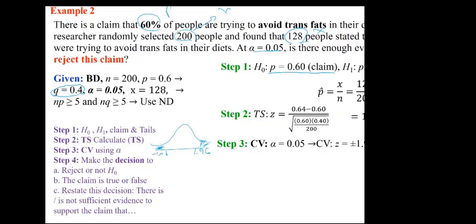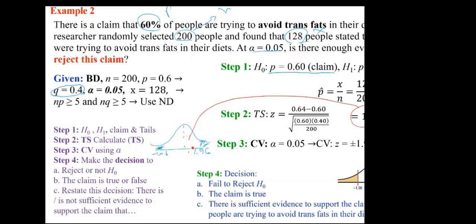Now, notice what happens as far as the next step is concerned. You just compare the two numbers. 1.15 is somewhere here. 1.15 is between the two numbers, and of course it's closer to 1.96. It's way into the non-rejection region. So the test statistic is in a non-rejection region. Do not reject H0. When you don't reject H0, then the claim becomes true. So fail to reject H0, the claim is true. There is sufficient evidence to support the claim that 60% of people are trying to avoid trans fat.